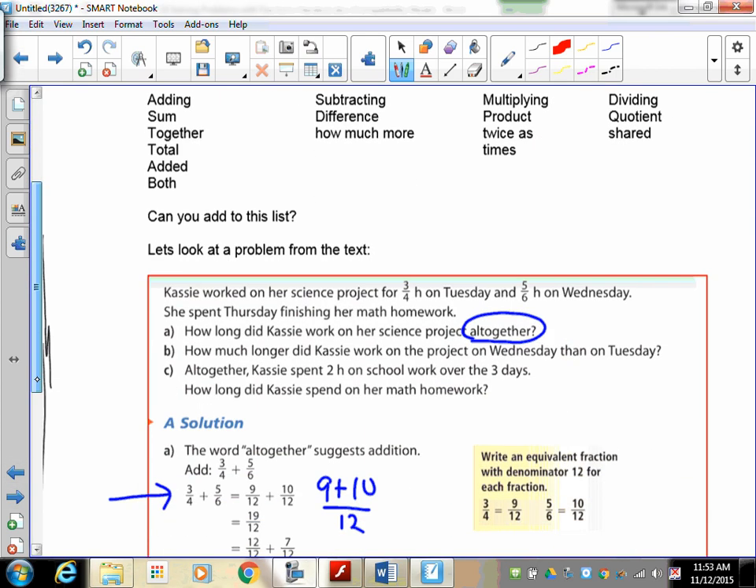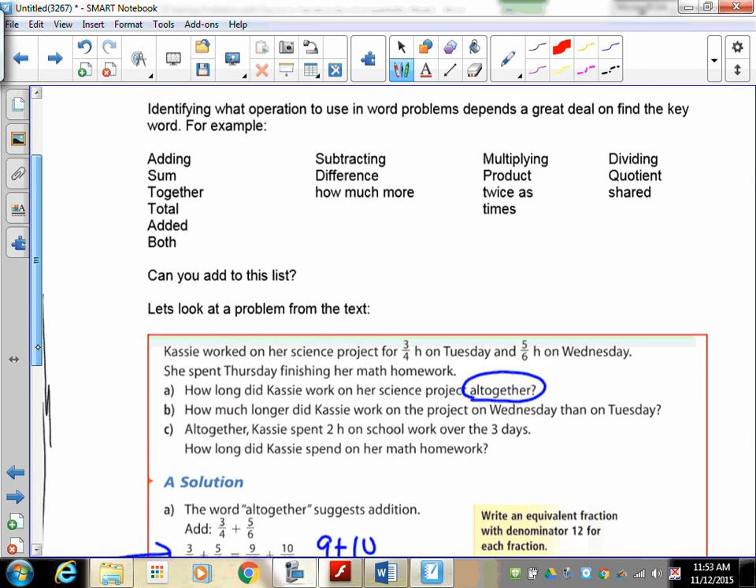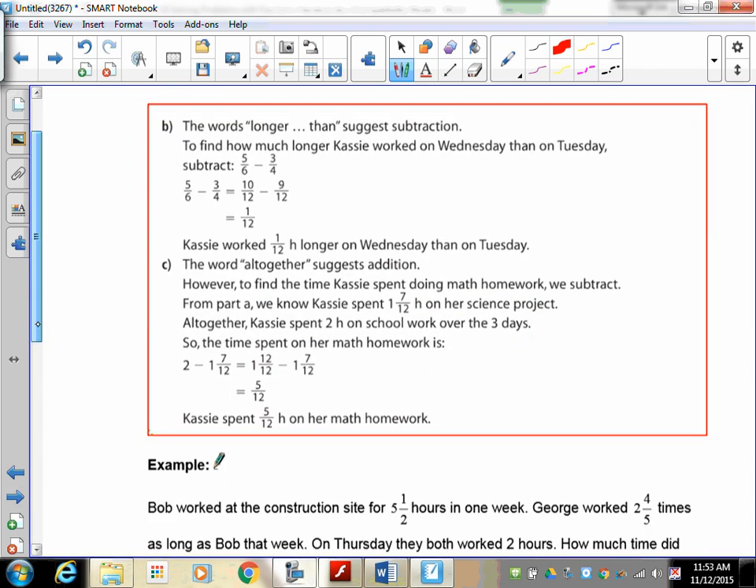How much longer did Cassie work on the project on Wednesday than on Tuesday? How much longer means to subtract. So 5/6 take away 3/4. You can have a common denominator of 12. If you use 24, you'd have 20 over 24 take away 18 over 24. When you subtract, you'd have 2 over 24, which reduces to be 1/12 anyway. So both of them will come out to be 1/12. So Cassie worked 1/12 hour longer on Wednesday than on Tuesday.